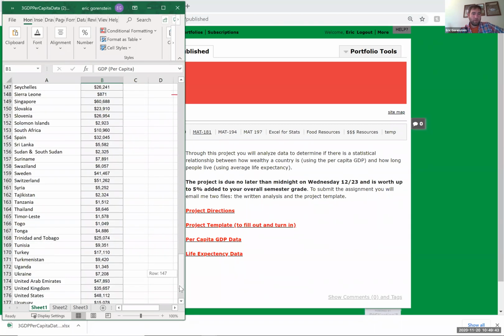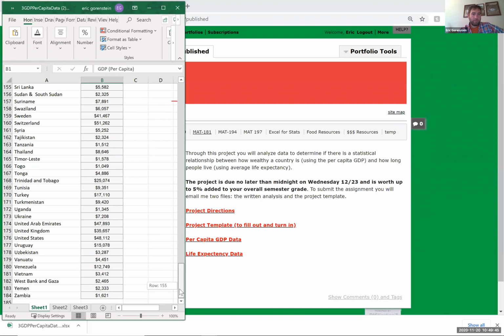I just want to scroll to the bottom. Okay, so 184 countries. You see the US is right here at 48,112 per person. Okay, 184 countries. There are not 184 countries in the world. There are more than 184. But the website I used to get this data only listed the data for 184 of them.